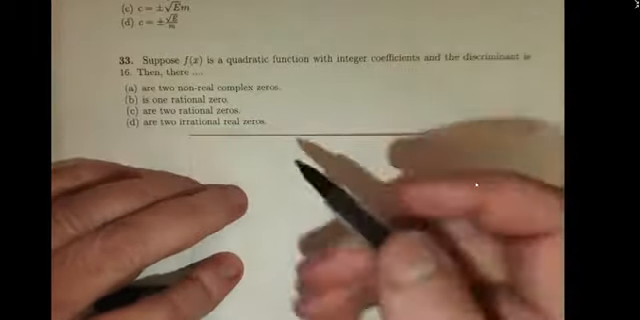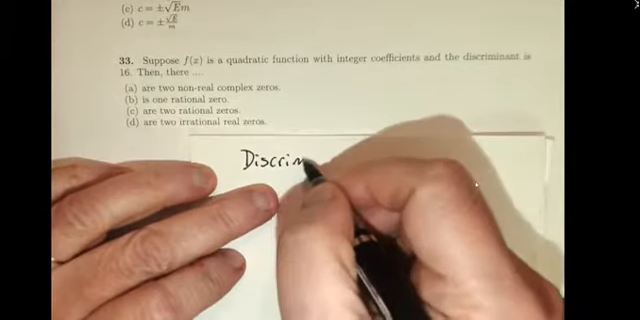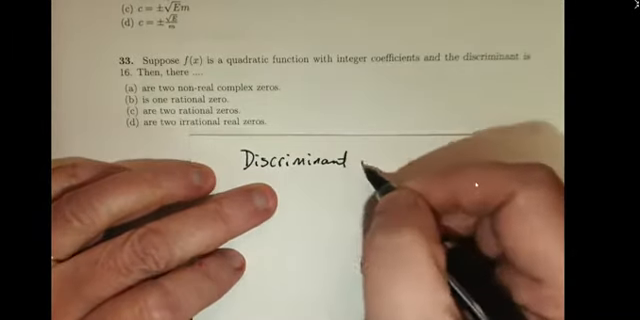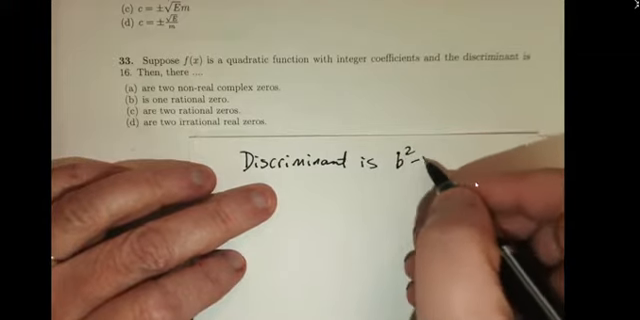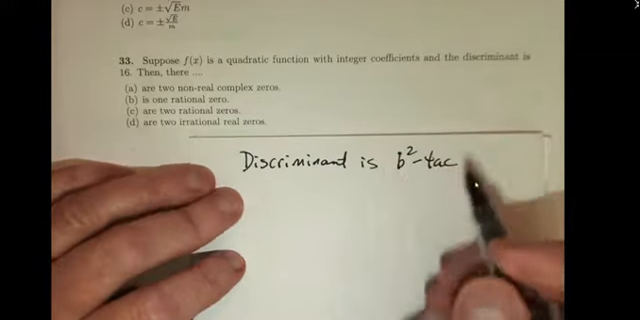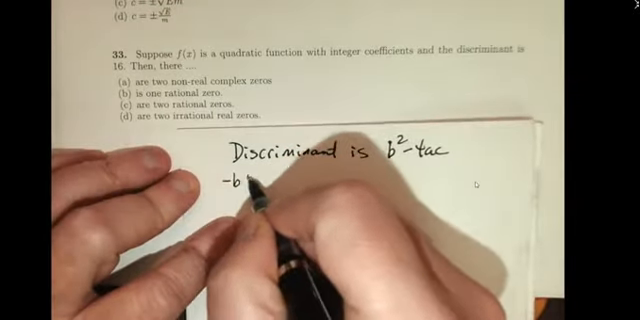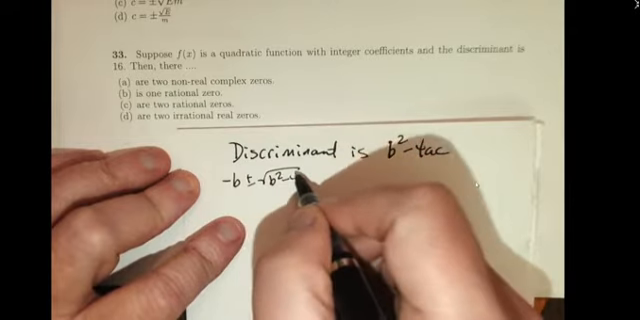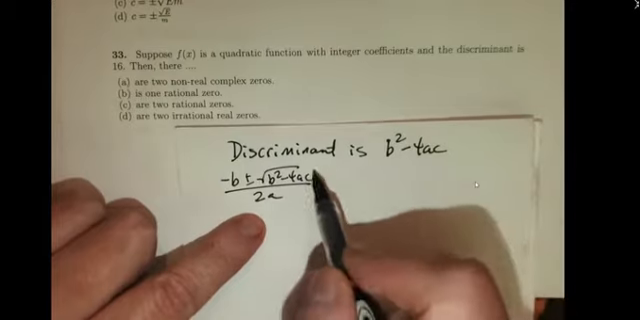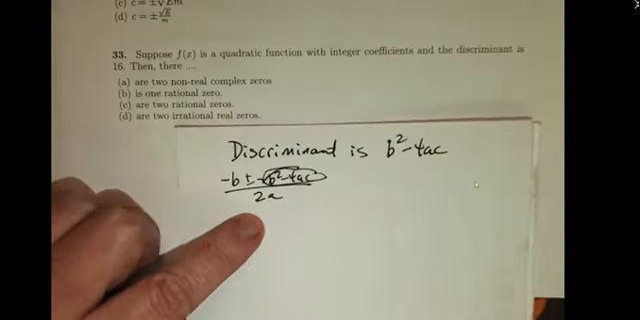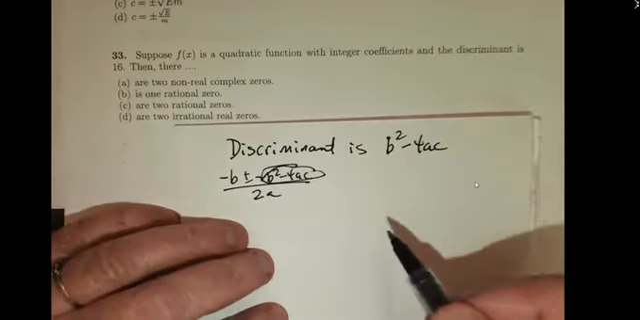So let's suppose, well, first of all, the discriminant is b squared minus 4ac. Okay, that's what's underneath the square root symbol. So if you've got minus b plus or minus the square root of b squared minus 4ac all over 2 times a, then the discriminant is what's inside there. Okay. So we've been told that the discriminant is 16.